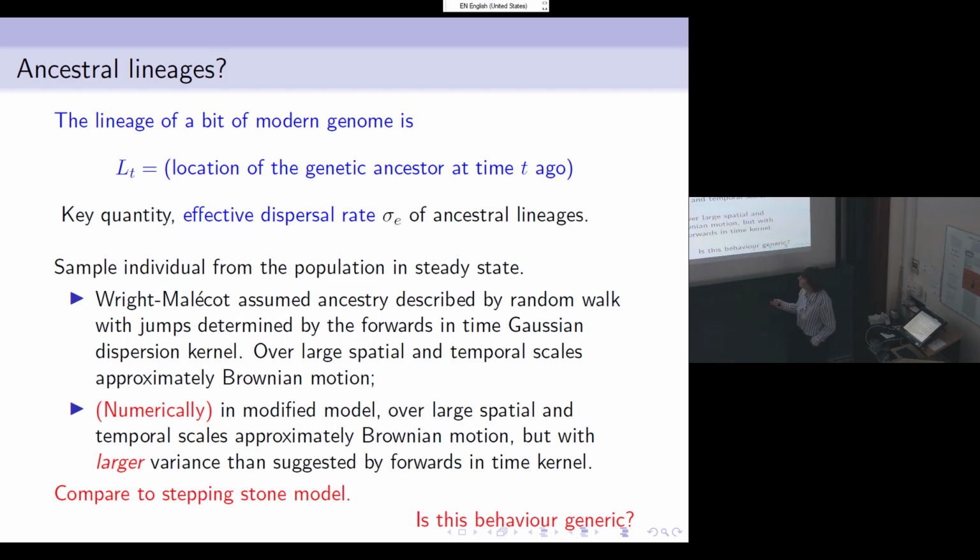Now, numerically, in that modified model of ours, what we see is that over large spatial and temporal scales, we do approximately get a Brownian motion, but the variance is larger, much larger, in fact, than is suggested by the forwards in time model. So maybe that's not so unexpected, because we said from the stepping stone model that if the population size is the same in every deme, which is roughly speaking what Wright and Malécot are assuming, then the forwards in time migration is the same as the backwards in time migration. But we also saw that lineages are drawn towards more densely populated regions.